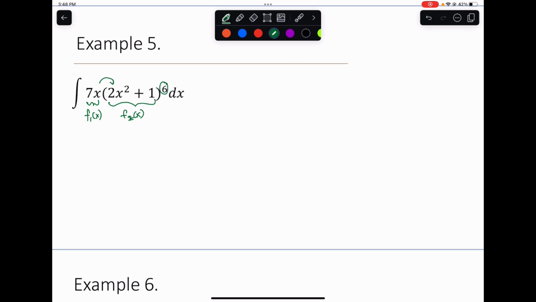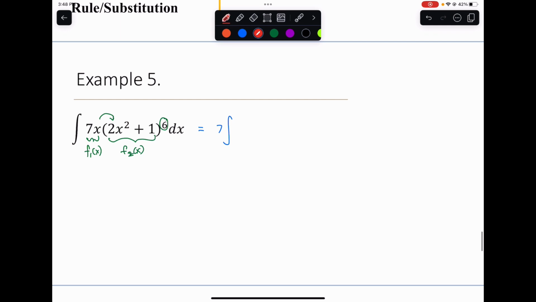Rather, let's transform this first. Since we have a constant 7, I can move out 7, and then it will just be a product of x and (2x squared plus 1) raised to 6. The formula that we are using here is the integral of u raised to n du equals u raised to n plus 1 all over n plus 1 plus c.